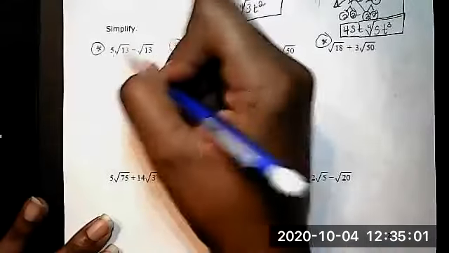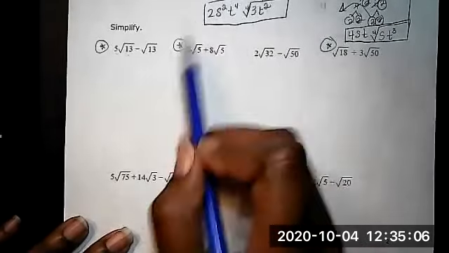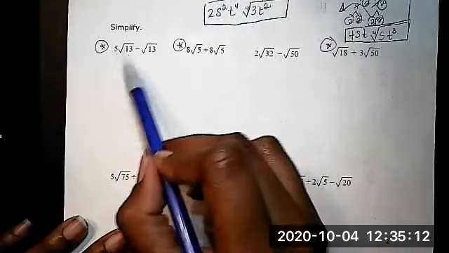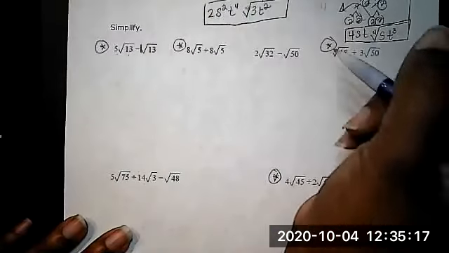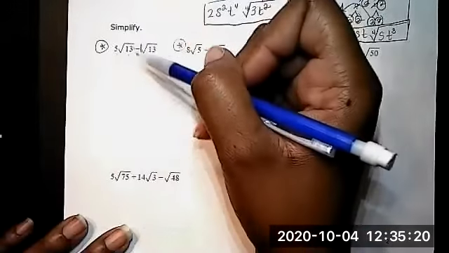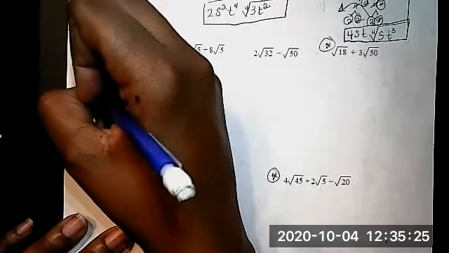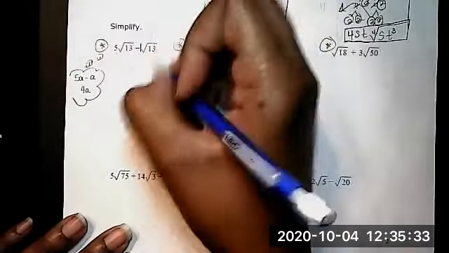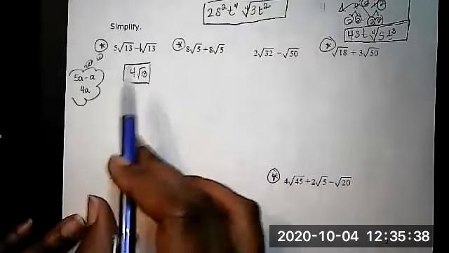We have 5 times the square root of 13 minus the square root of 13. In this case, it's going to be just like combining like terms. If they have the same number inside the square root, they are technically like terms. So although this does not have a 1 here, this is technically a 1. So it's going to be 5 minus 1, the same way you would do, let's say, 5a minus a to make it 4a. That's my thought process about it. 5 minus 1 is 4, and then the square root of 13 just stays the same. Okay, same thought process like that.